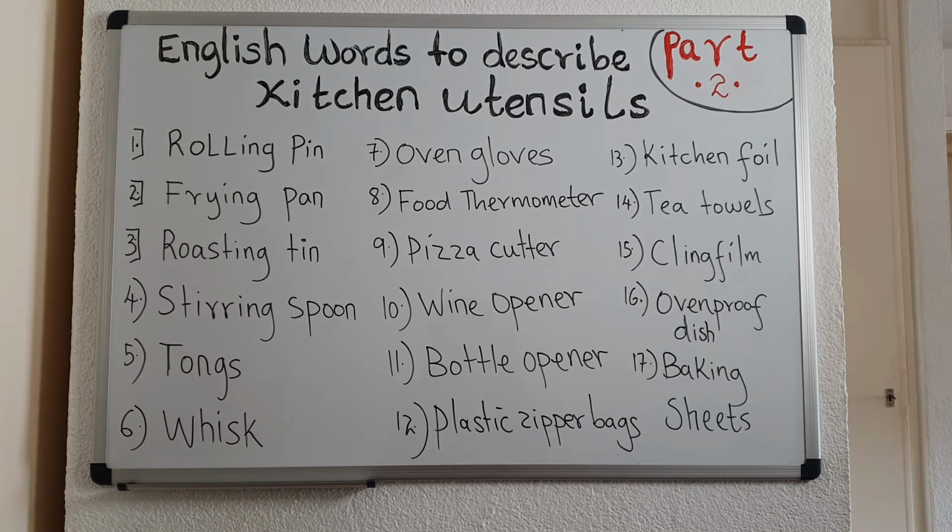The next word is pizza cutter. Pizza cutter. You use a pizza cutter to cut your pizza into small sections. Once you have bought your pizza or you have baked the pizza yourself, you want to eat it with your friends and family, or you want to eat it by yourself. So, to cut the pizza into probably 4 or 6 pieces, you use a pizza cutter.